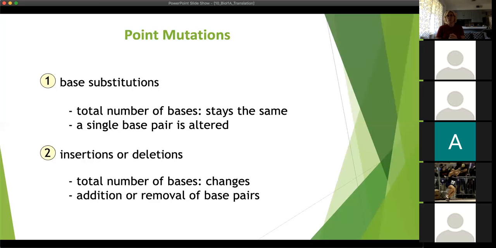And when we talk a little bit more about this, you'll see I usually argue that indels, insertions and deletions, are generally far more dramatic on the protein product when compared to base substitutions, and we'll see why.